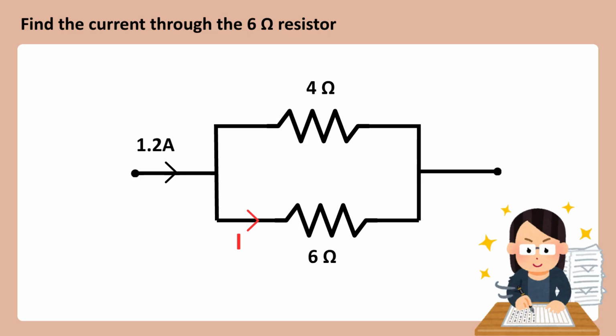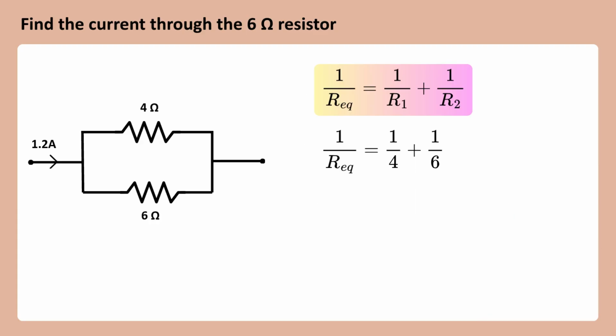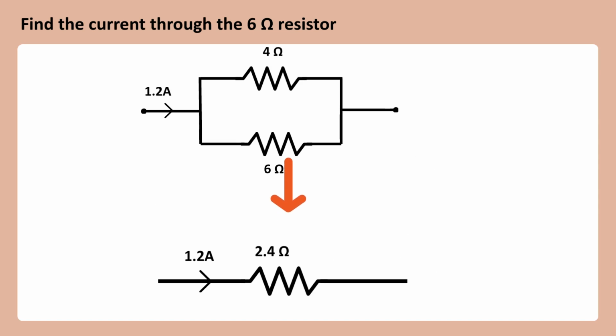First, let's find the equivalent resistance of these two resistors in parallel. We use the formula. Solving that, we get the equivalent resistance as 2.4 ohms. It means these two resistors can be replaced by a single resistor of 2.4 ohms.